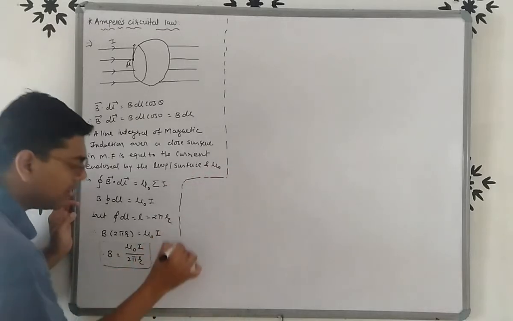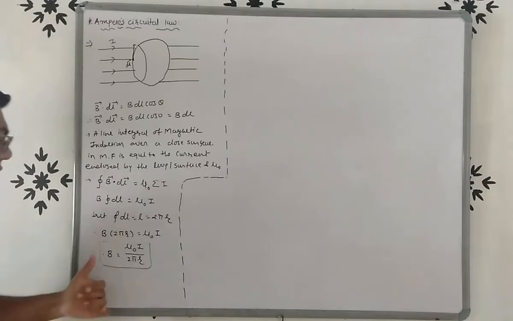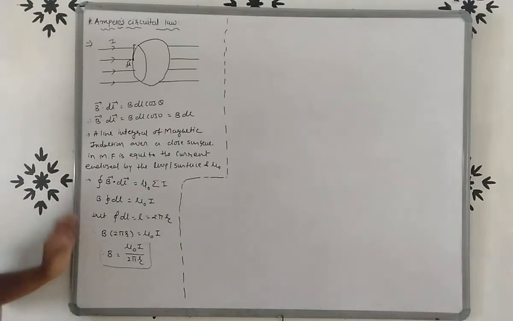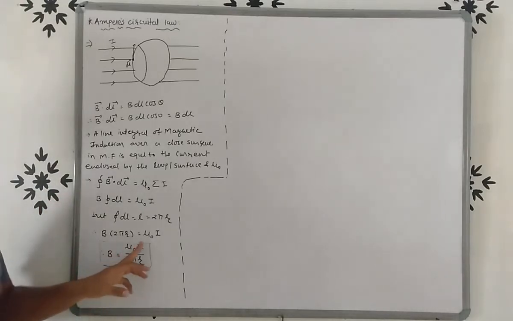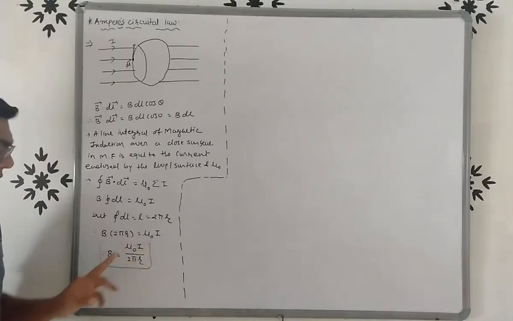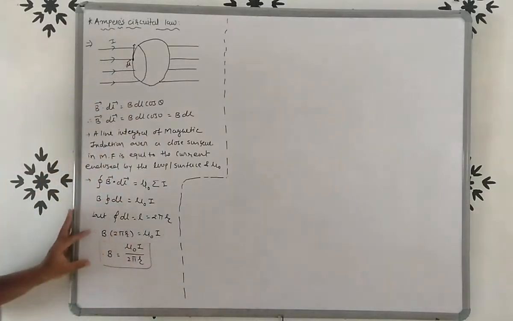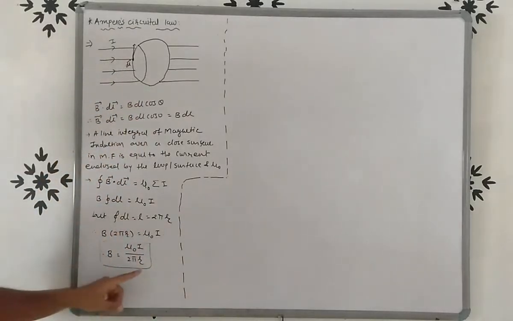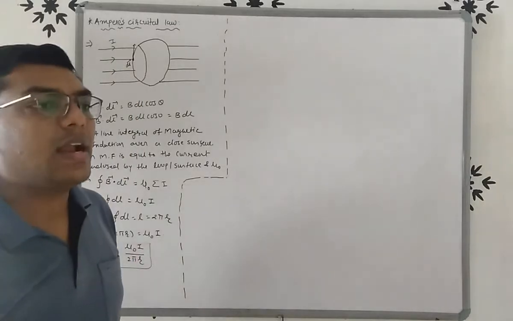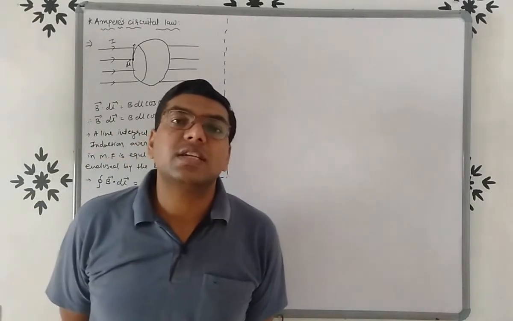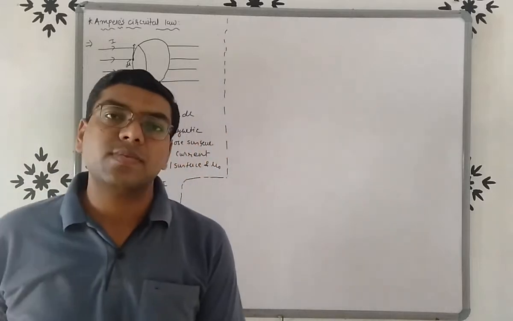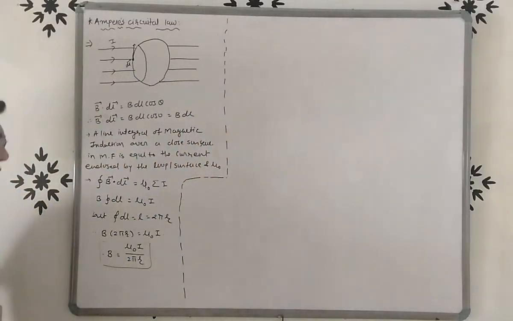Right? Now, from this equation we can say that the magnetic field B is proportional to current I and inversely proportional to R. Second, if there is a circular loop, then the radius will be the same. So for a circular loop, magnetic field is given by B is equal to mu 0 I upon 2 pi r.